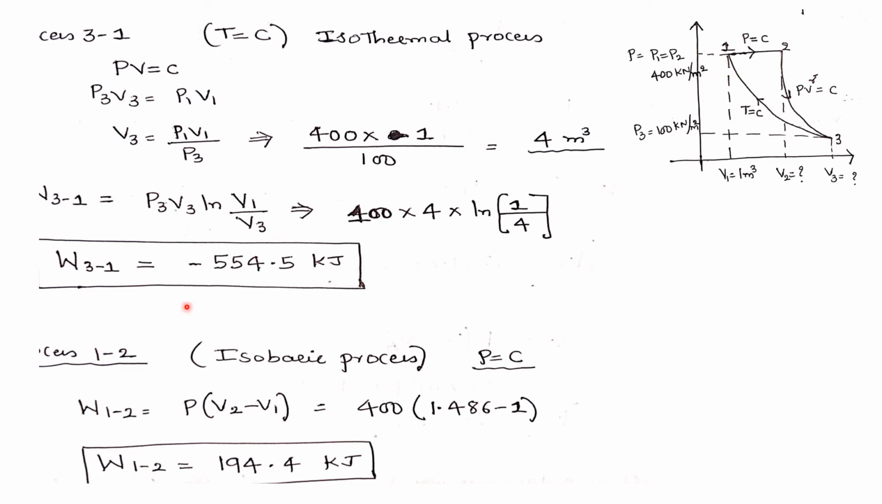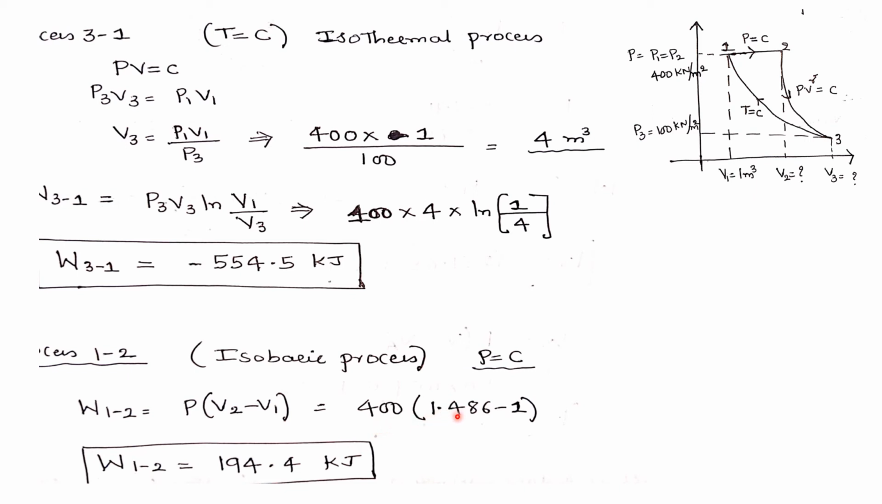Now let me take process 1 to 2, the isobaric process, where pressure P equals C. How are we going to calculate the work done during this constant pressure process? It is P times V2 minus V1. So 400 kilonewton per meter square times V2, which is 1.486. V2 we have not calculated here; I will show you in the next slide. First we don't know this V2, so let us calculate V2 and then we will come back here.